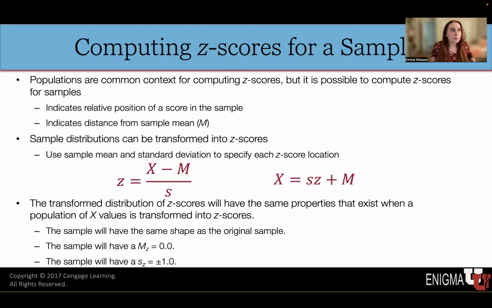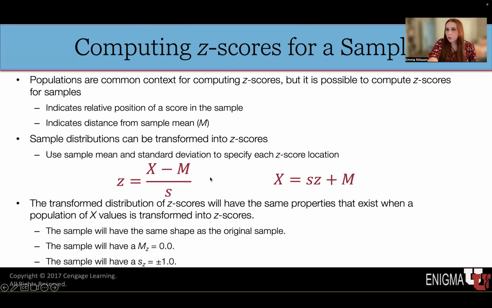The last thing we're going to talk about today is that up until now, we've talked about how to use z-scores with a population, but it's also possible to compute z-scores for samples as well. And z-scores for samples will tell you the same thing that it tells you for a population. It indicates the relative position of a score in the sample, and it indicates the distance from the sample mean, instead of from the population mean.